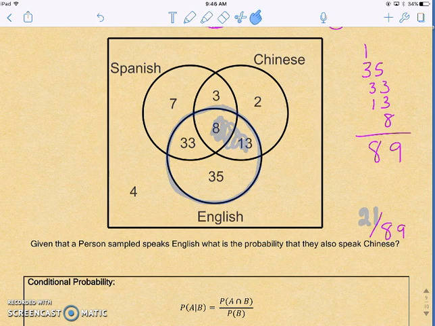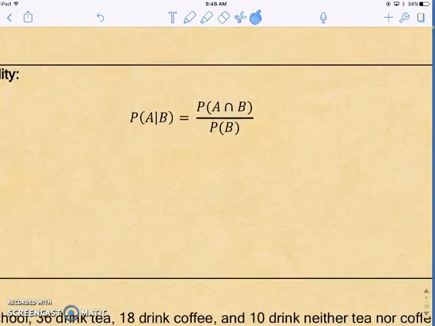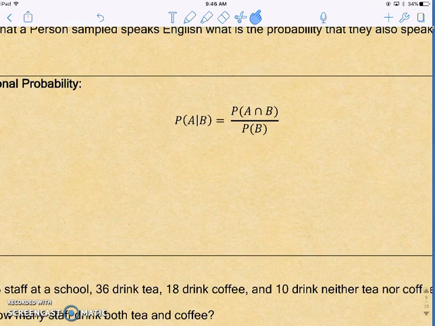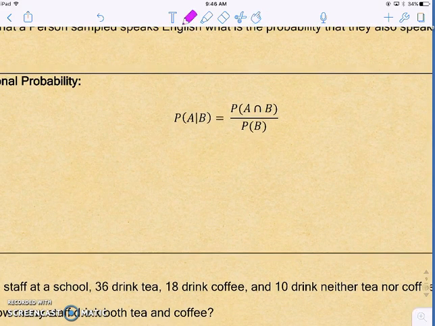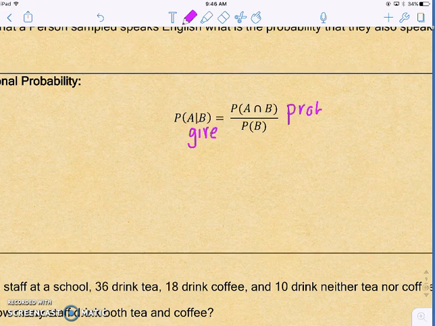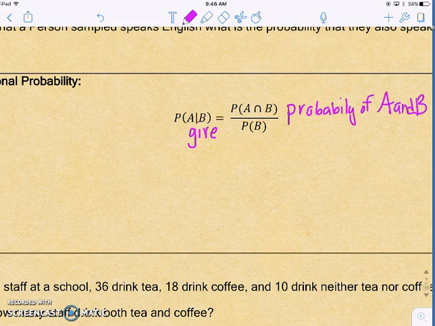So this is what's known as conditional probability. You're not taking it from the whole, you're given a subset to choose from. And the trickiest thing probably on here is notation. P of A given B, this little line, the probability of A given B is the probability of A and B over the probability of B.